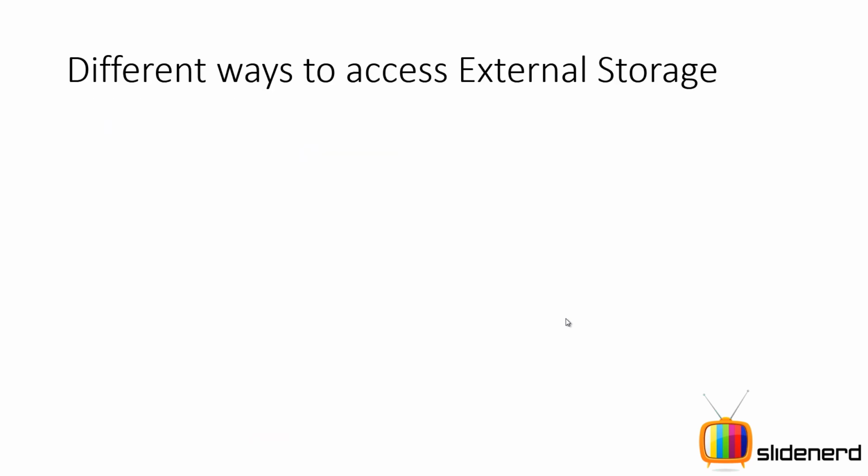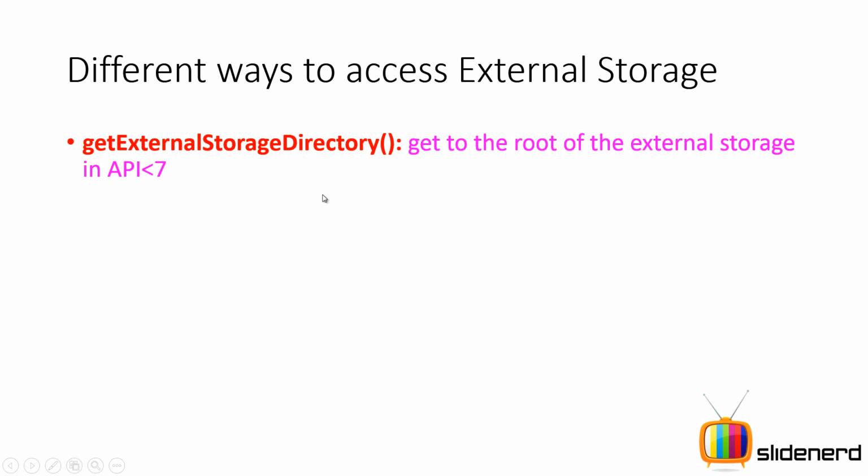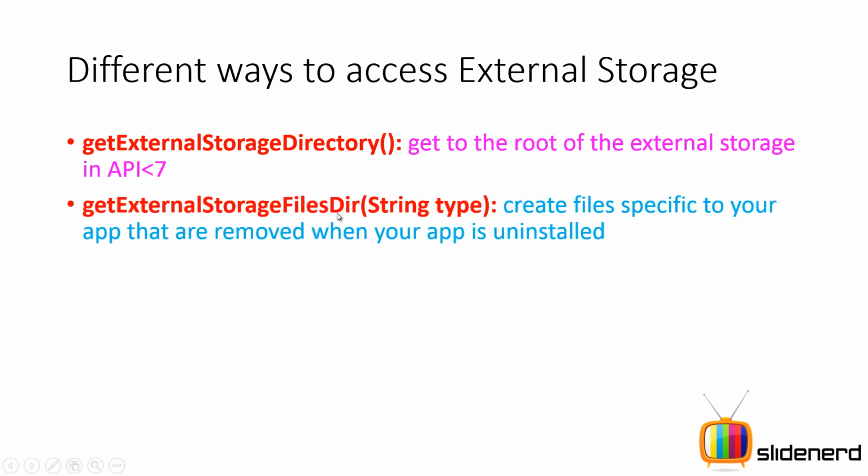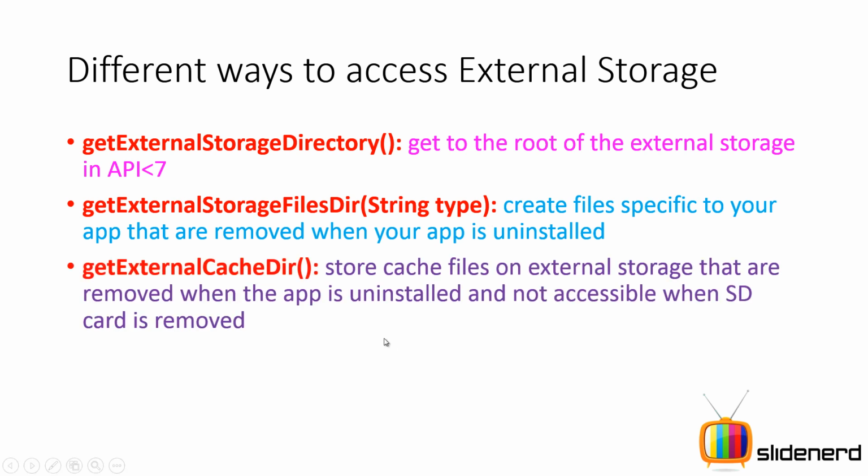Now let's talk about the different ways we can access external storage. Like I said earlier, getExternalStorageDirectory is the traditional method that directly gets you a reference to the root directory of your external storage or SD card for all API versions less than 7. Now here there's getExternalFilesDir with string type that lets you create private files for your app on the external storage that will be removed when the app is uninstalled. And then there's the getExternalCacheDir, which I talked about in my previous video, how to store cache files on Android, and this is where it comes into effect.